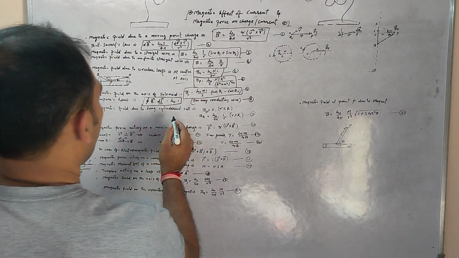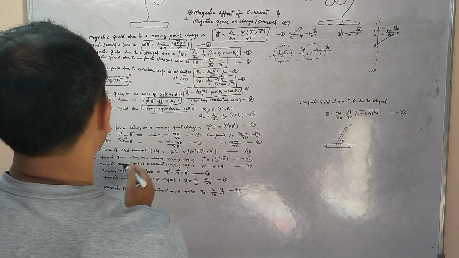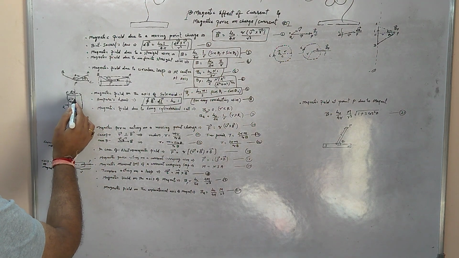Magnetic field due to a long cylindrical shell. See, this is a long cylindrical shell.